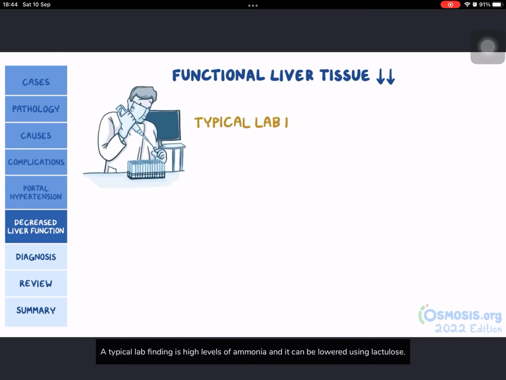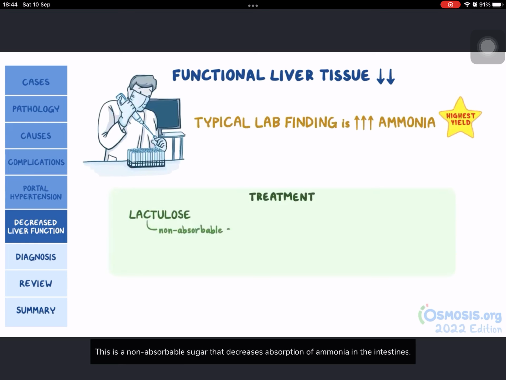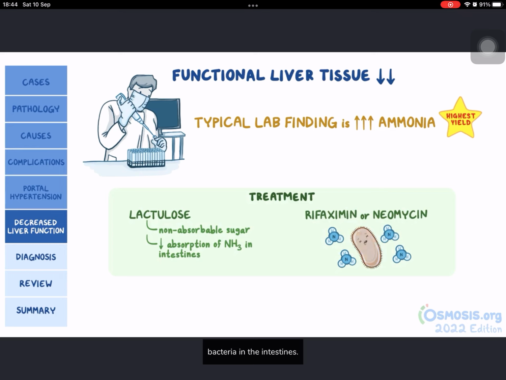A typical lab finding is high levels of ammonia, and it can be lowered using lactulose. Lactulose is a non-absorbable sugar that decreases absorption of ammonia in the intestines. Rifaximin or neomycin can also be used, which are antibiotics that kill ammonia-producing bacteria in the intestines.